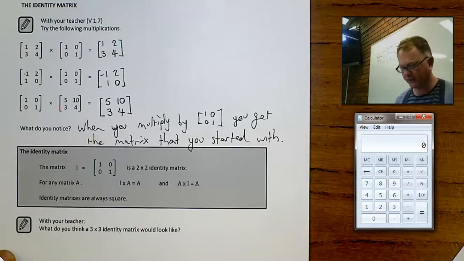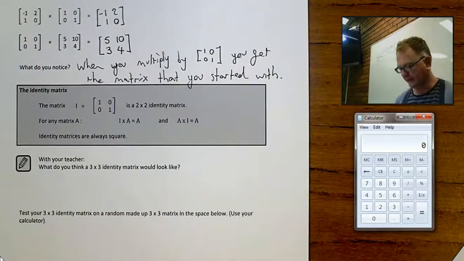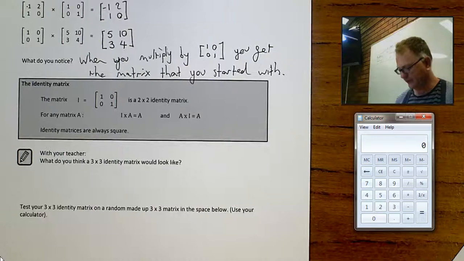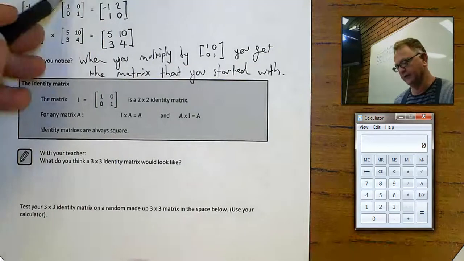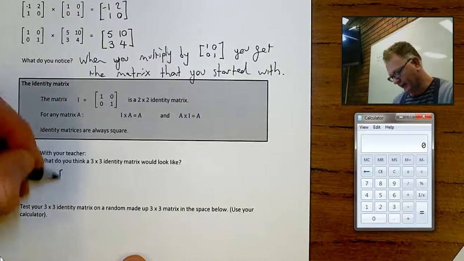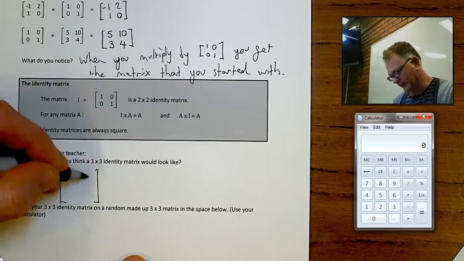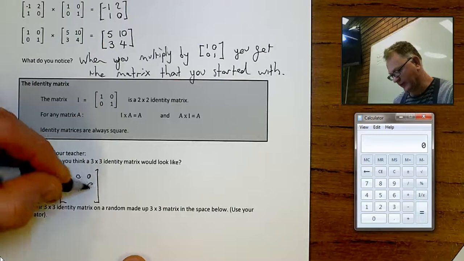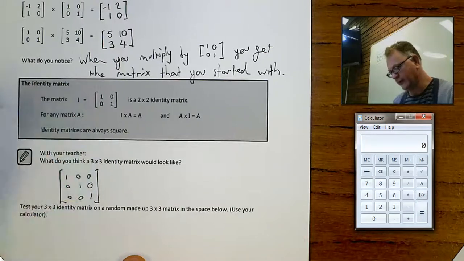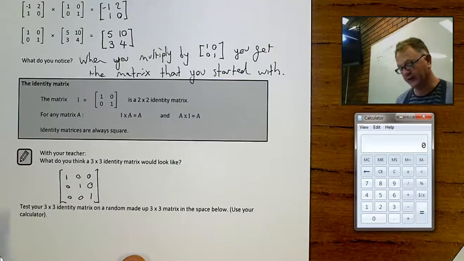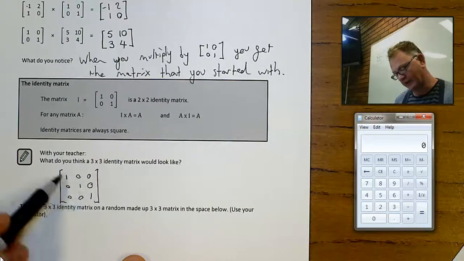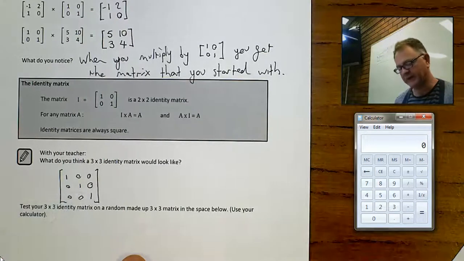There's some information about identities. Let's have a look at another question here. What do you think a 3 by 3 identity matrix should look like? Well, here's a 2 by 2. I wonder if you were thinking this: 1, 0, 0, 0, 1, 0, 0, 0, 1. Now the important thing is that it's a square matrix and it's got all zeros except for a line of ones down that main diagonal.